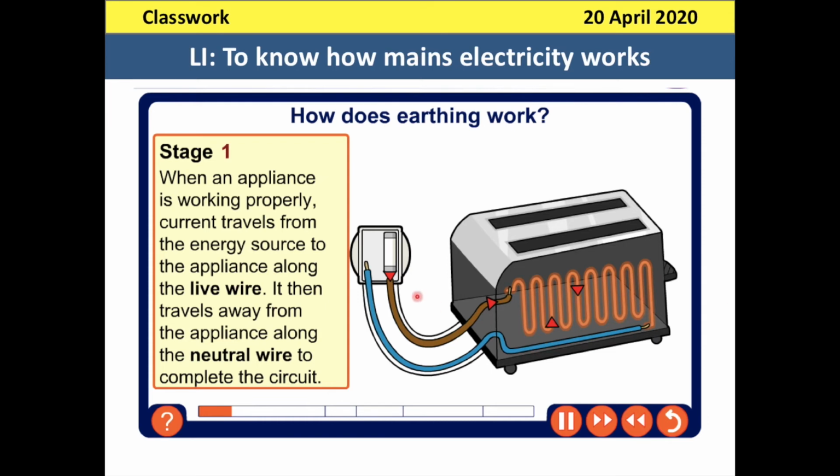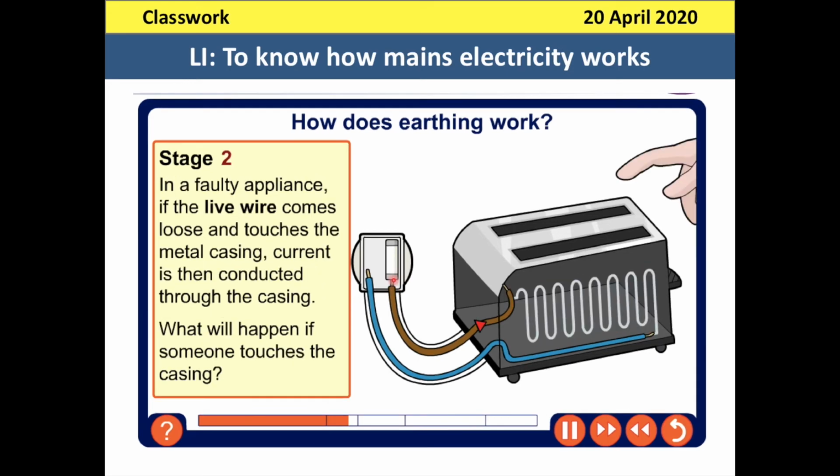The current comes in through the brown live wire, it goes through the heating element of the toaster and back out through the neutral wire. And that is when the toaster is working properly. Now, when the toaster is working properly, the earth wire has no job whatsoever. However, an issue can happen if a fault occurs in the toaster, which means that the live wire then ends up touching the case of the toaster.